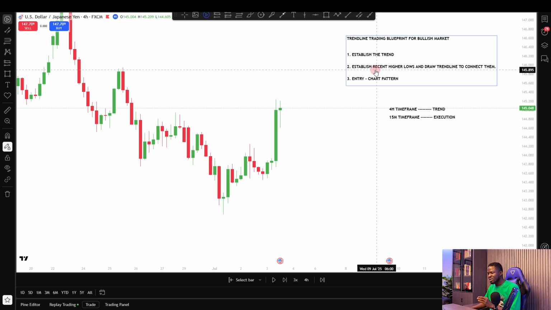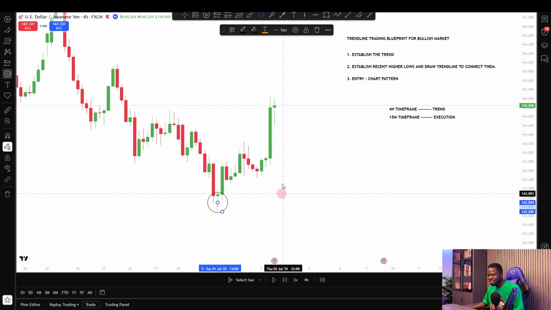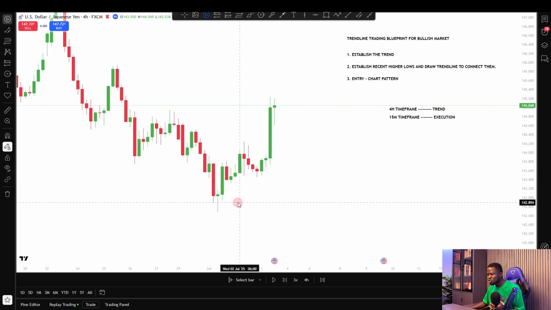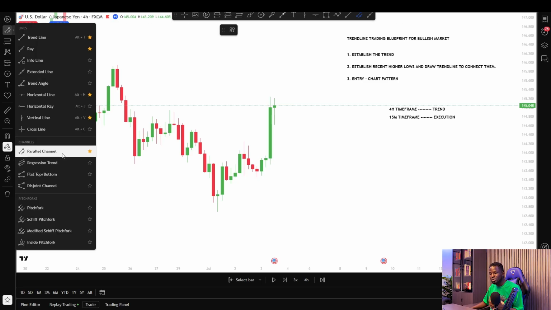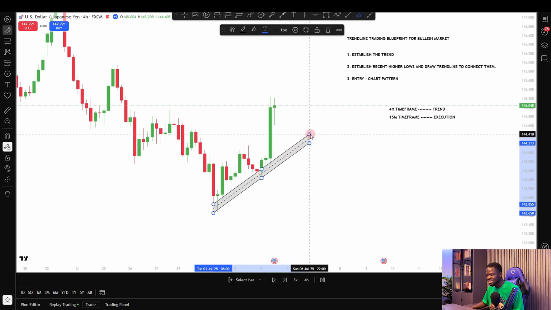The next step is to establish recent higher lows and use a trend line to connect them. So where are our recent higher lows? We have our first significant low here, then we have our second significant higher low here. So what we want to do now is to use our trend line to connect the two higher lows, but I love to use a parallel channel to establish my trend line because it helps me to connect both the wick and the body of the candlestick together.